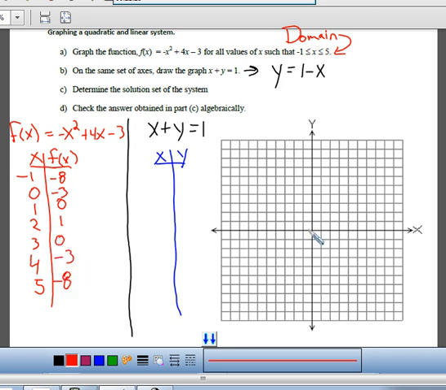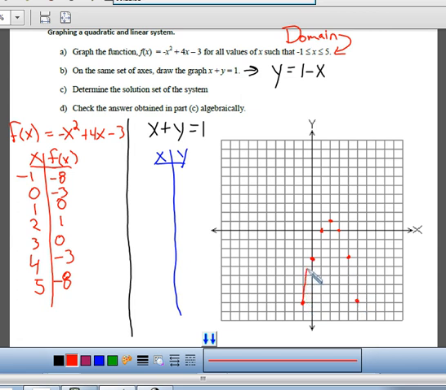So you can start to see that parabola taking shape. So -1, -8, and so on. Put a dot. 0, -3, 1, 0, 2, 1. Keep going. It's turning out beautiful. That is a lovely parabola.